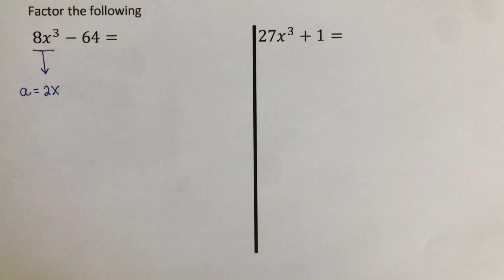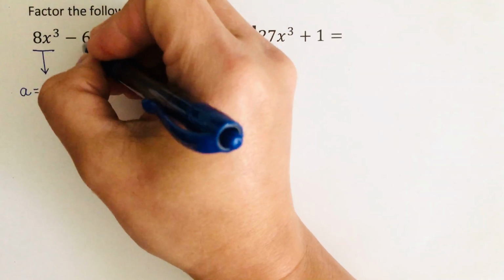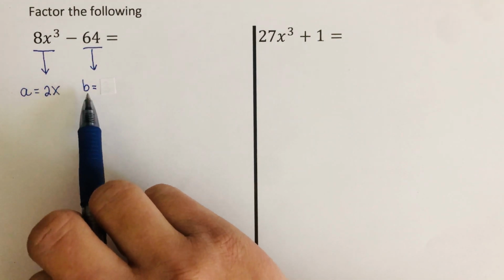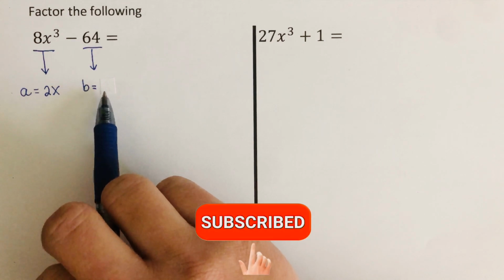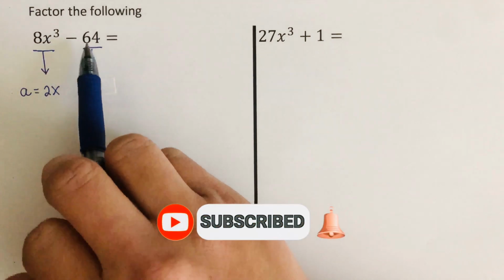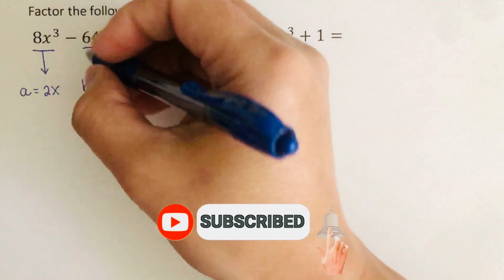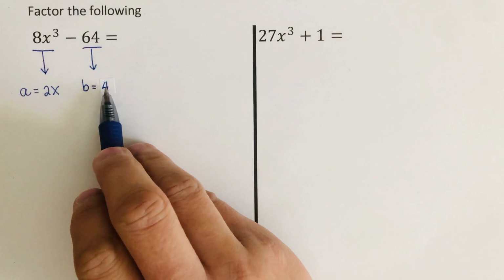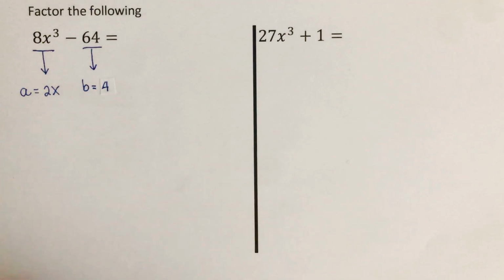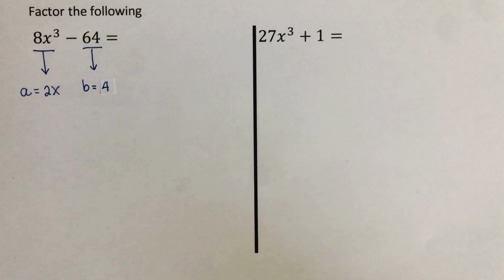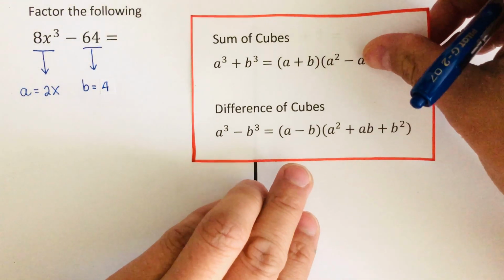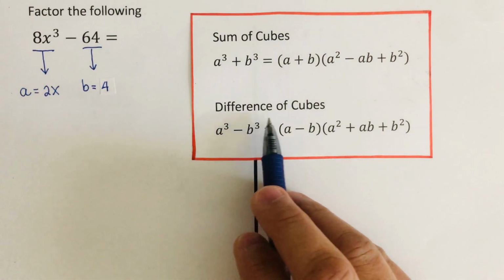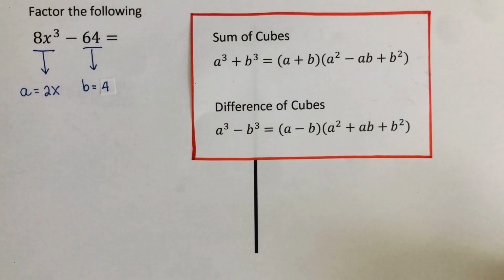Now we determine the b. The b would come from the second term, which is 64. In order to determine b, we need to figure out what number, when we multiply it 3 times by itself, is going to come out 64. That number is 4. If we multiply 4 times 4 times 4, it's 64. So our b is 4. So we go ahead and look at the formula that we have established at the beginning of this video. Since this is a minus, we're looking for the difference of cubes formula.